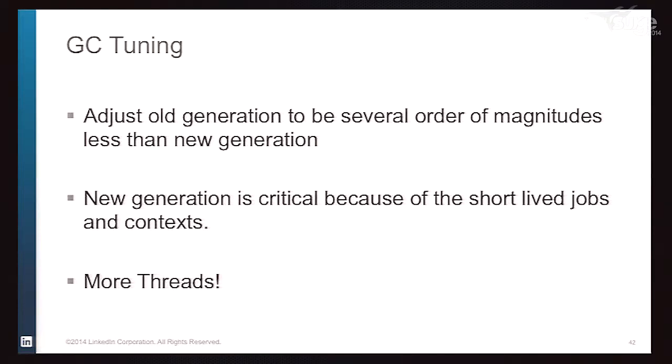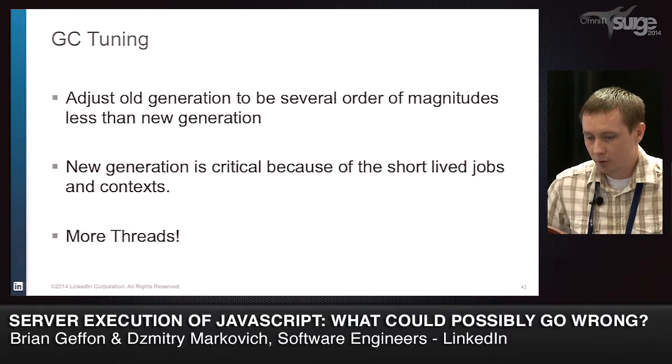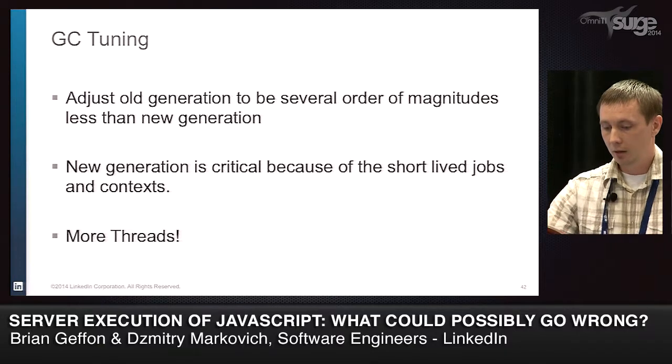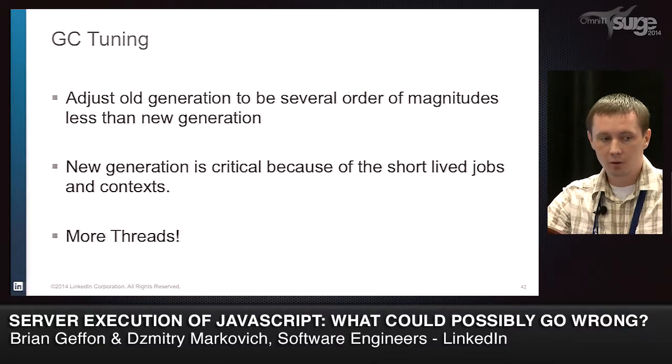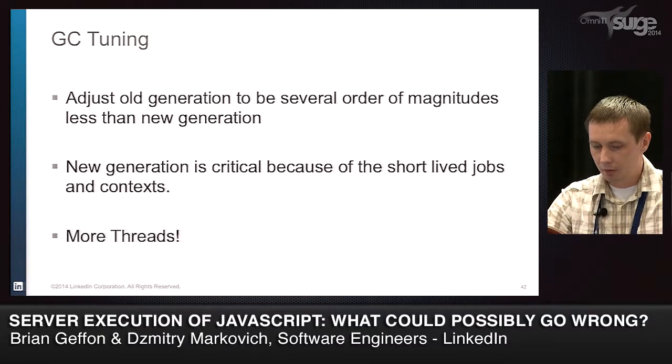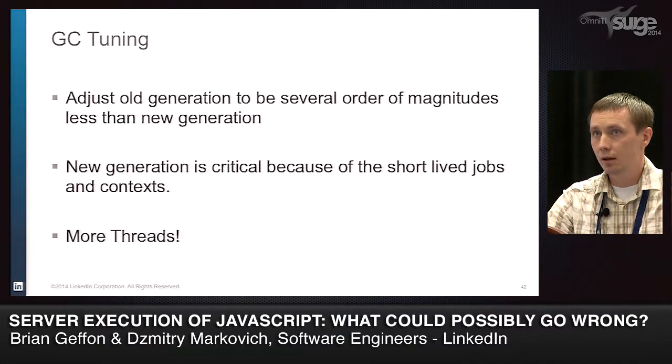There is a way to adjust the old generation to be several orders of magnitude larger than the new generation. That helps a lot. And the new generation is critical because these are short-lived jobs and contexts. Also, we figured out that we need more threads in order to run more VM engines, because we can run only one engine on a thread. But on the other hand, with more threads, you will need more memory, because one V8 engine takes probably half a gig of memory.